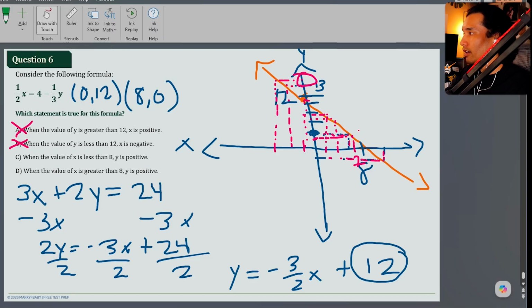Positive, okay? All these values, positive. Positive y values, okay? So, C is the correct answer.